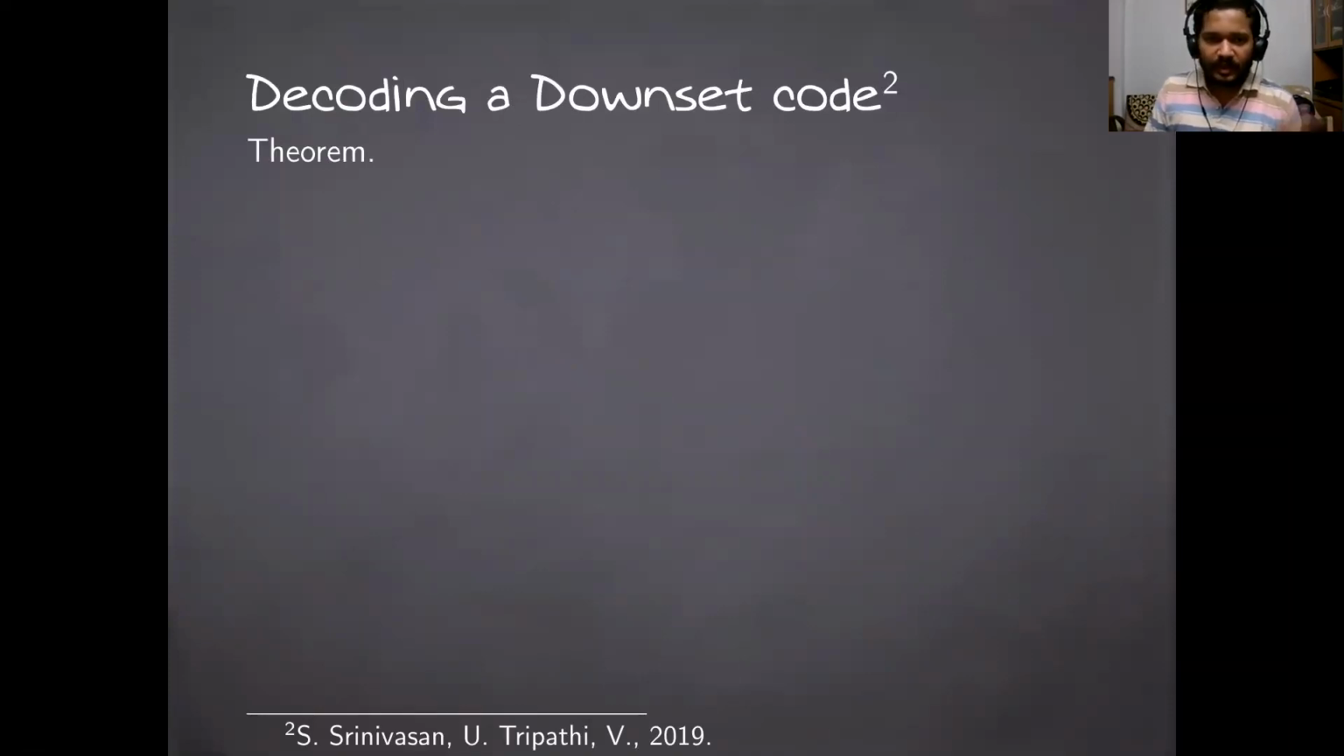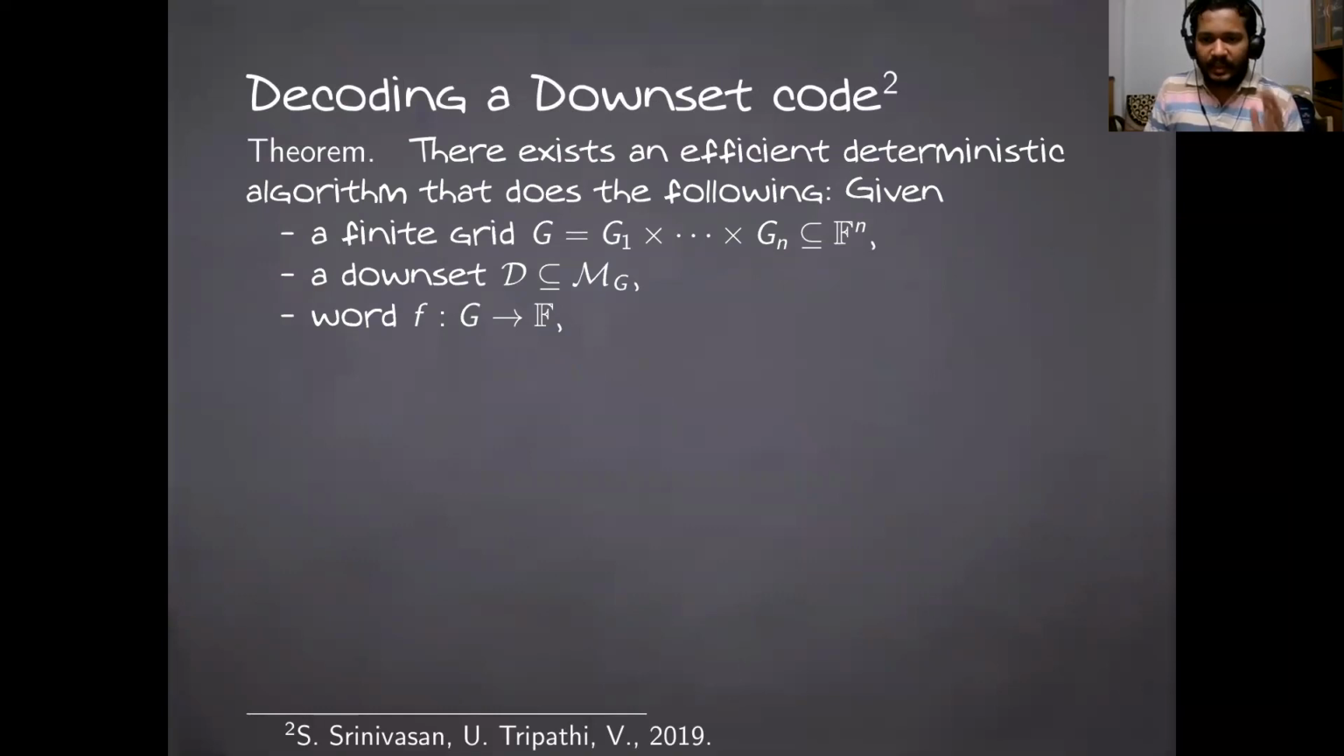The theorem in our paper is that there is an efficient deterministic algorithm that does the following. Given a grid, a downset of monomials and a received word. So now we are back to the unique decoding problem. The code is the subspace that we are interested in. The ambient space is the space of all functions on this grid. We pick a downset and the downset defines a proper subspace. This is our linear code. We are looking for code words in this subspace.